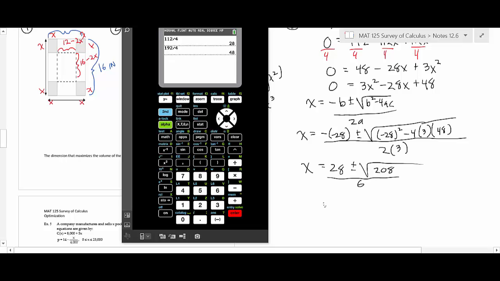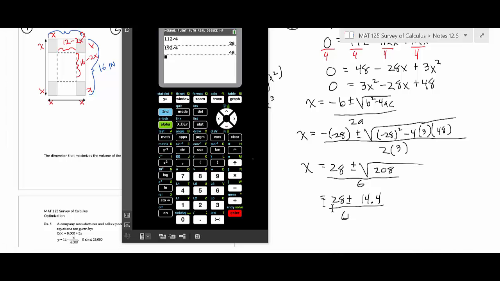So what I'm going to do here is 28. Now I'm going to get this on my calculator. When I do the square root of 208, I got like 14.4, and I'm rounding that. And then that's over 6. Everybody with me there? Quadratic formula, okay? Just know the formula and know how to plug it in.